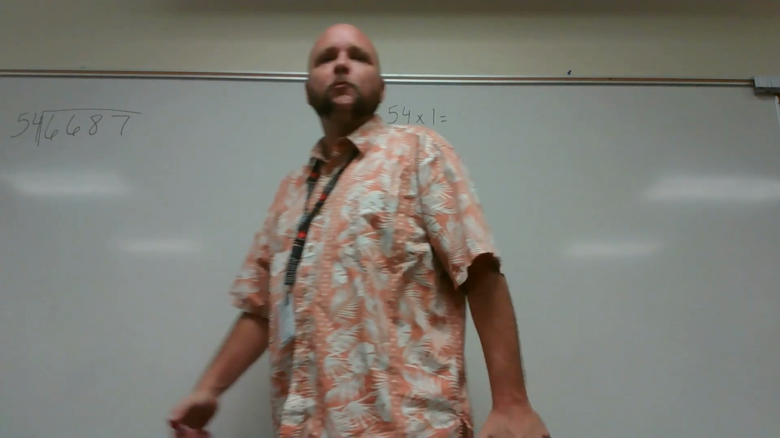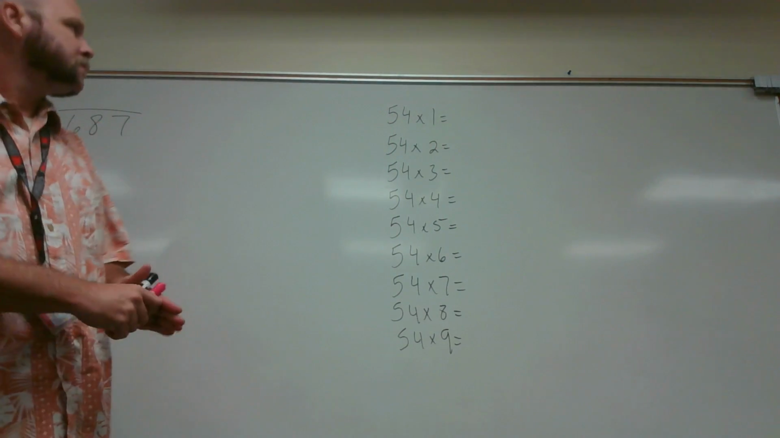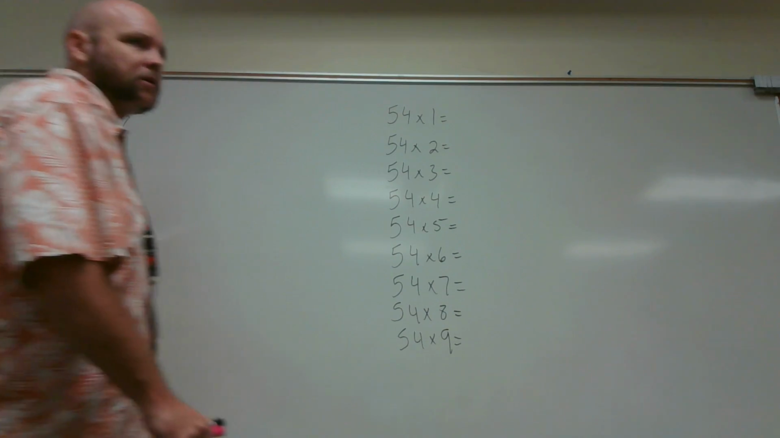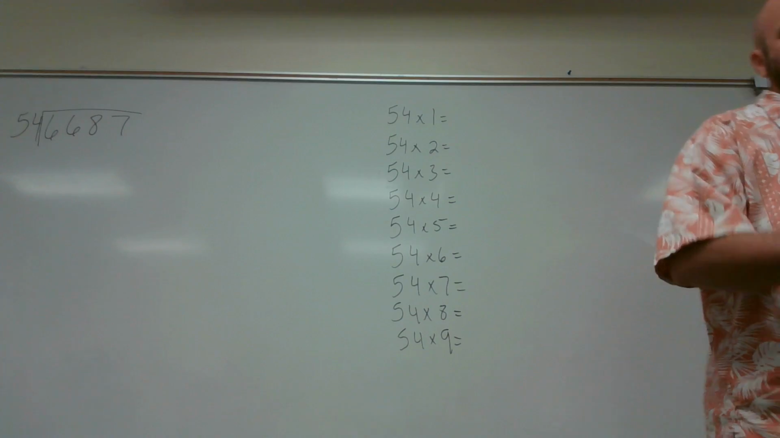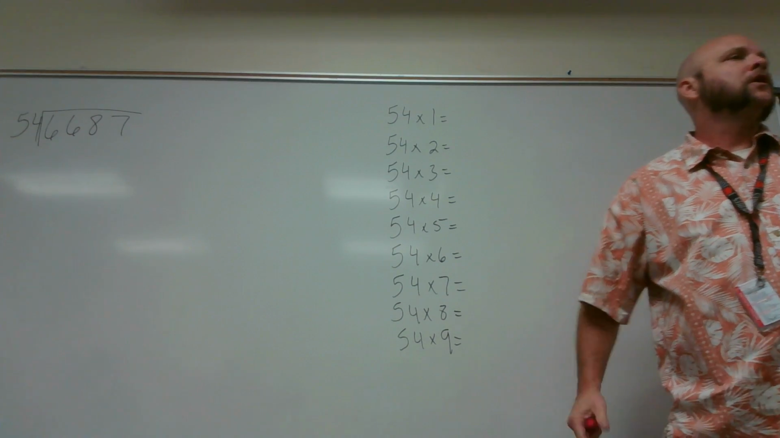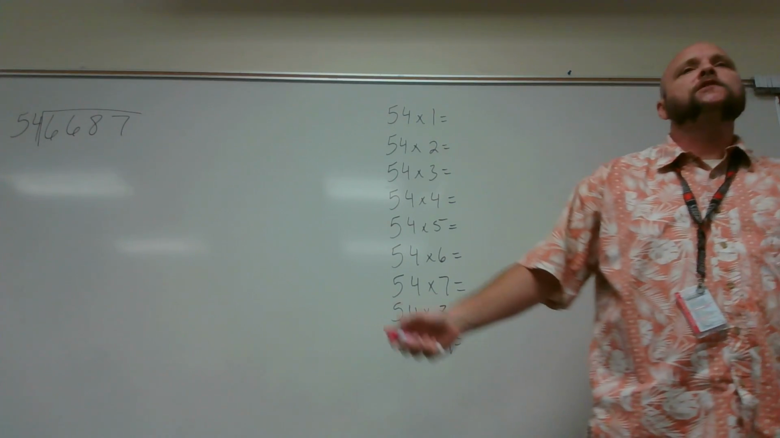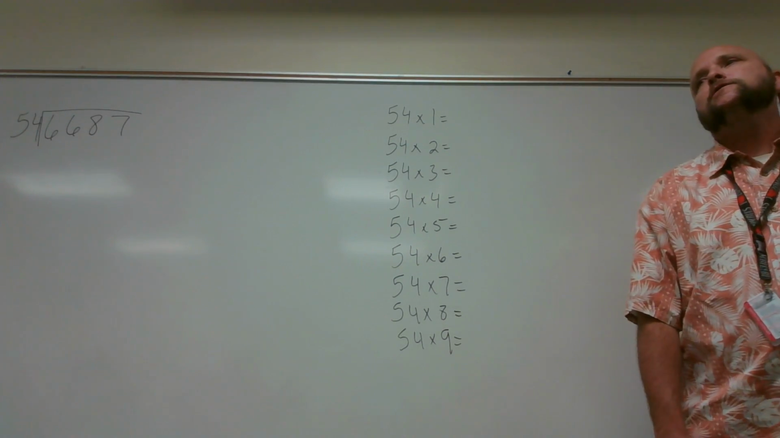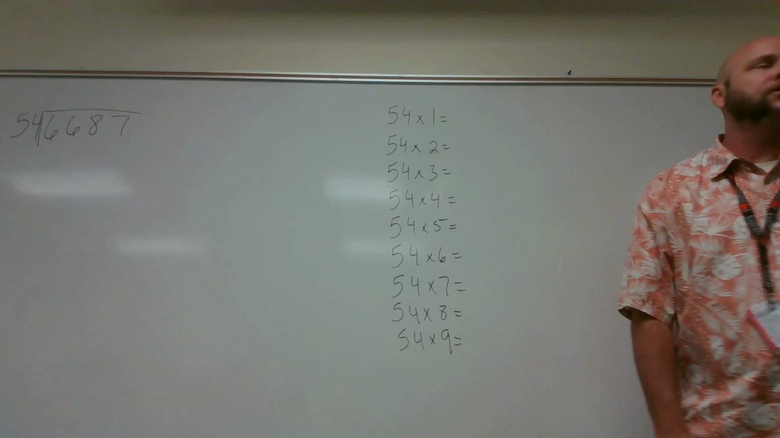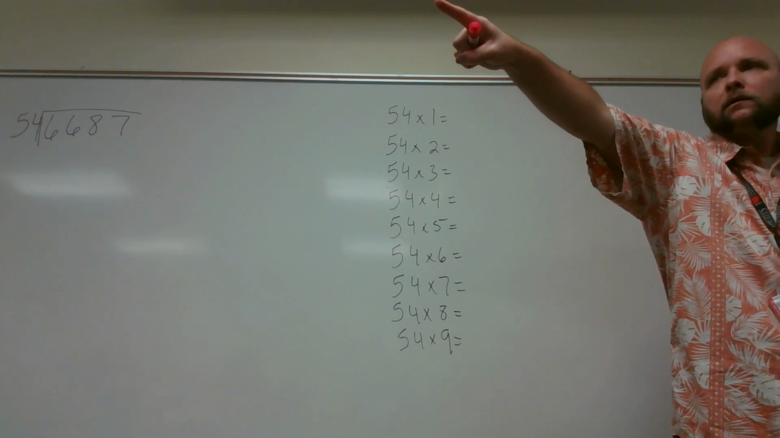All right, we're going to talk about the multiples of 54. This is our division problem: 6,687 divided by 54. I'm going to call on people to tell me what the multiples of 54 are. So let's start with that.